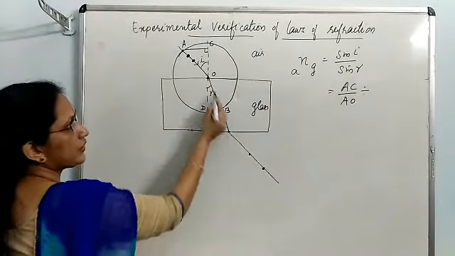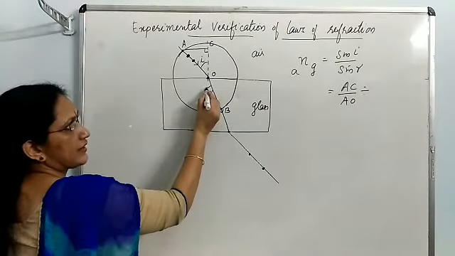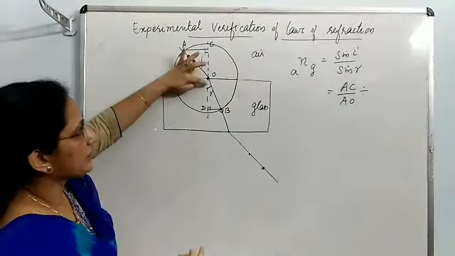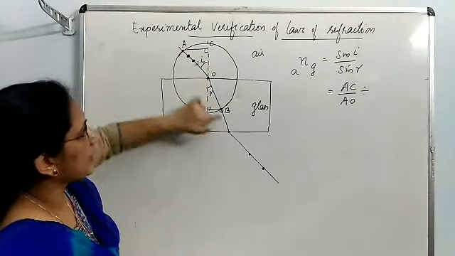Look at this triangle BOD. This angle is R and this angle is 90 degrees. So sin R will be BD by BO.